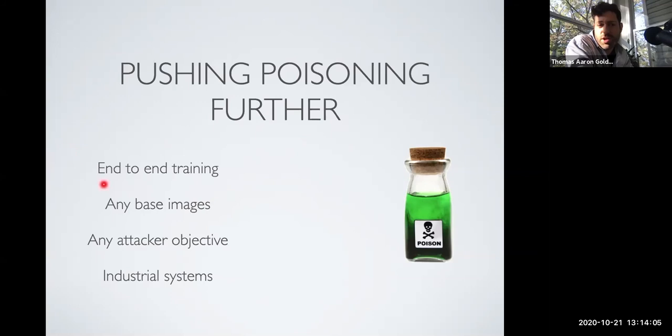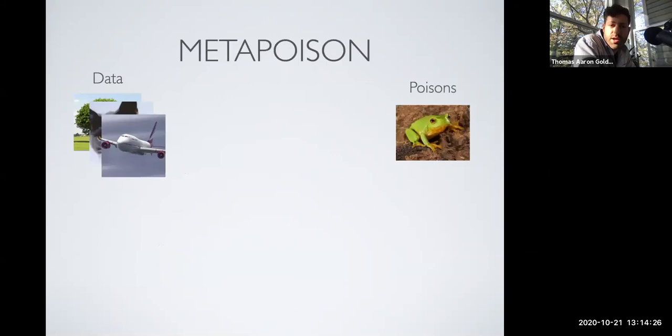So far, most of the clean-label poisoning attacks that have been demonstrated have just been on these transfer learning scenarios. Can you get it to work with any set of base images? Can you get it to work with any attacker objective? Maybe it's not just simply relabeling an image. And can you scale this up to break industrial systems? And so our recent work has focused on these more sophisticated kinds of attacks.